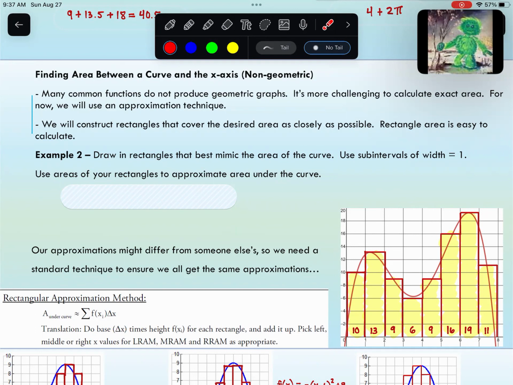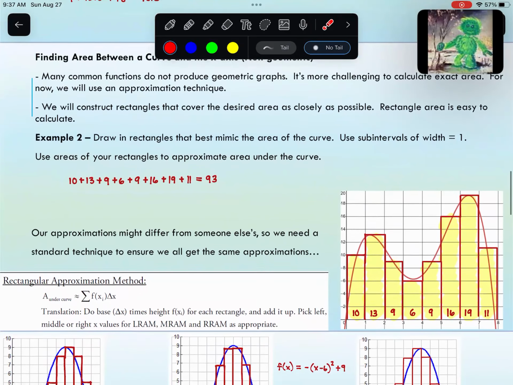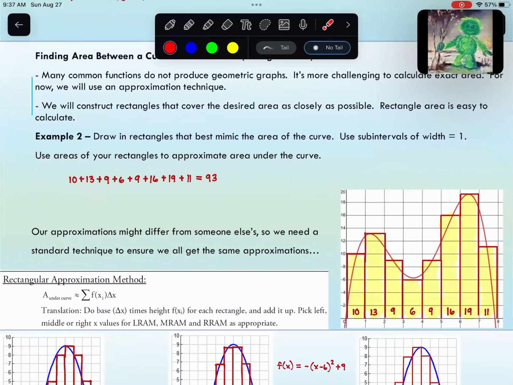If you were to do this on your own without looking at my attempt, it's possible you come up with slightly different heights, even if we have the same widths of our rectangles. And that's okay, because right now it's approximation. And of course, to estimate the overall area, we want to then add up each of the areas of the rectangles, which I've done over here, resulting in an initial estimate of 93. So that's the technique. It is called rectangular approximation.